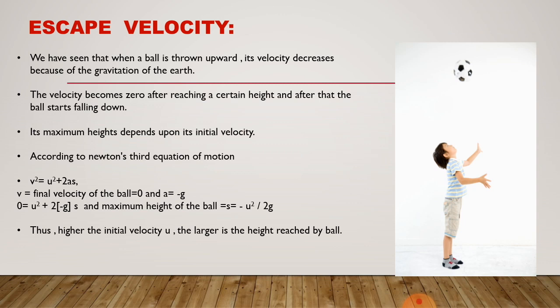If we put these values in the equation, what do we get? v is 0, so 0 is equal to u square plus 2 into minus g, that is a, into s, and the maximum height of the ball, s, is equal to u square divided by 2g. Thus, the higher the initial velocity u, the larger the height reached by the ball. So for a ball to reach a larger height, what is important? Its initial velocity.